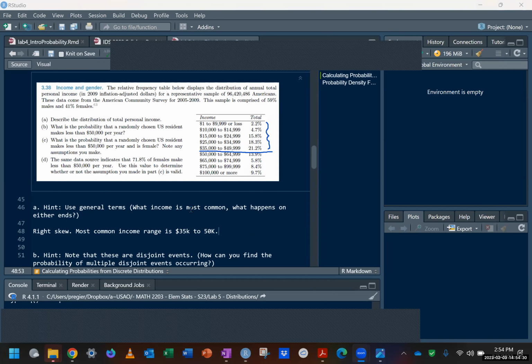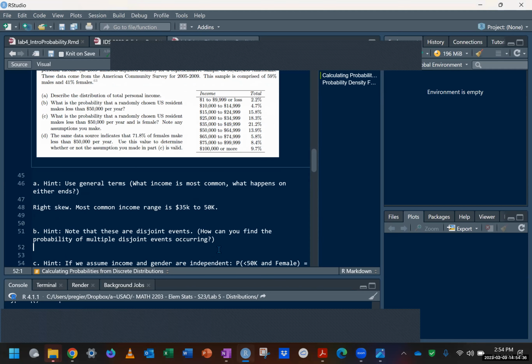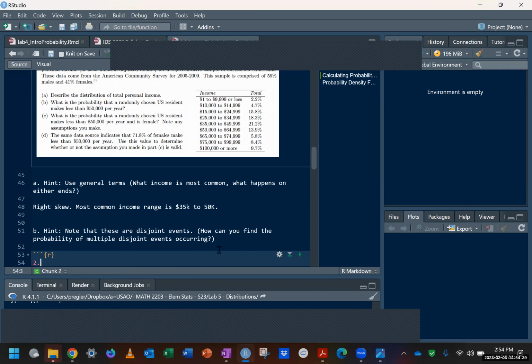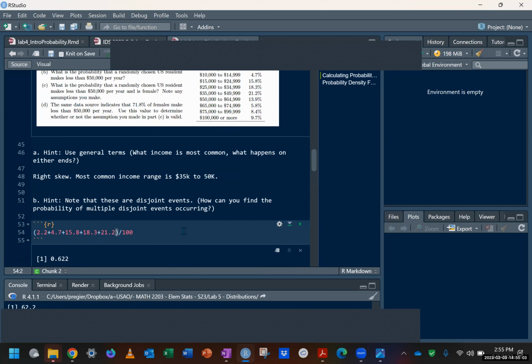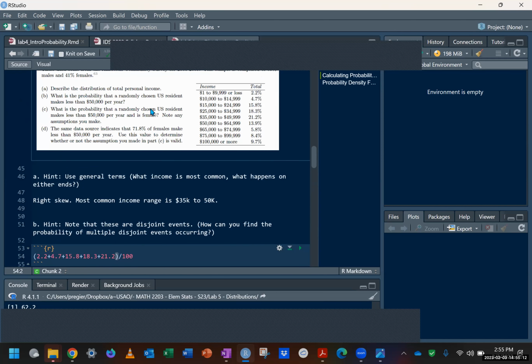To find that, I'm going to have to add up all those percentages: 2.2 plus 4.7 plus 15.8 plus 18.3 plus 21.2. That'll give me a percent, so I have to divide that by 100 to get a probability. There we go. Does that look good? Yeah, so 0.62, a little over 0.5. Half of people make less than 50,000.